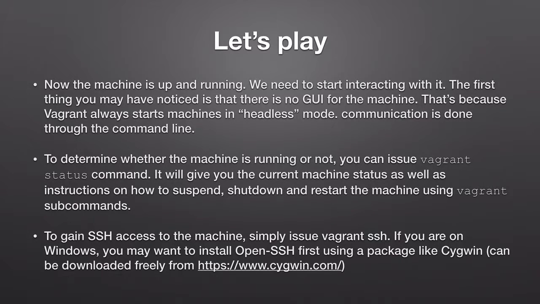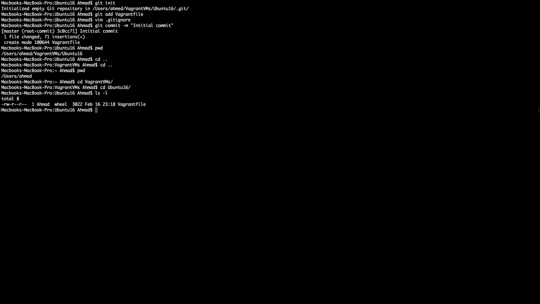Now, how can you determine whether the machine is running or not? That is the role of a command called vagrant status. Let's ensure that we are in the correct directory first. Okay, we are in the correct directory. It's Users/Ahmed/Vagrant/VMs/Ubuntu16, and whatever command you run inside this directory is going to be run on the machine that is deployed in that directory.